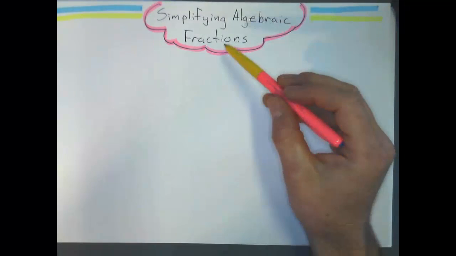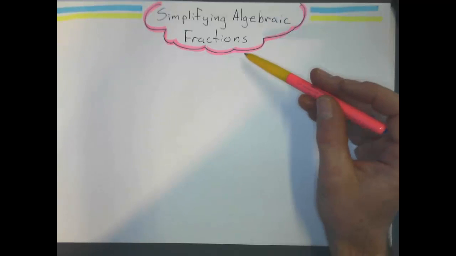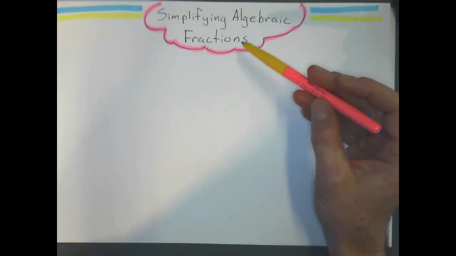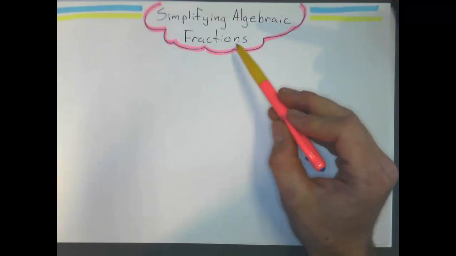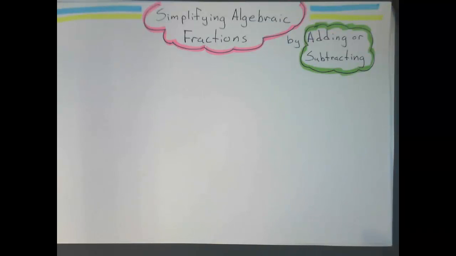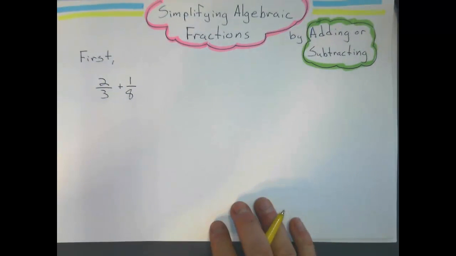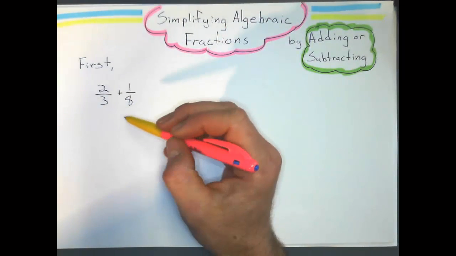Today we're going to do something similar to what we did last time, simplifying fractions that have letters in them, but there's not going to be any factorizing going on. Today's just going to be adding or subtracting. Before we get into the algebra, we'll do some number examples of adding fractions.